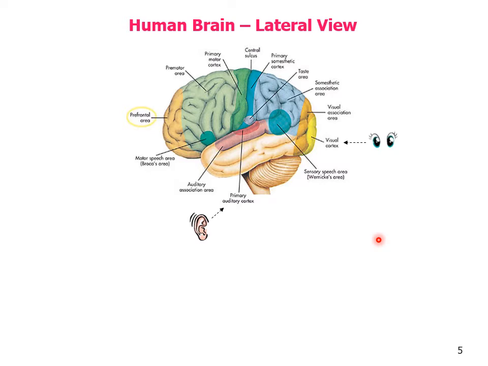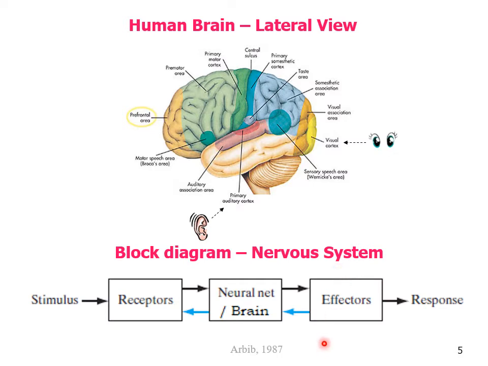Let us see the block diagram of a nervous system. It can be viewed as a 3-stage system as depicted in the figure here. Central to the system is the brain. It is represented by the neural net in this block. This block continually receives information, perceives it, and makes appropriate decisions.